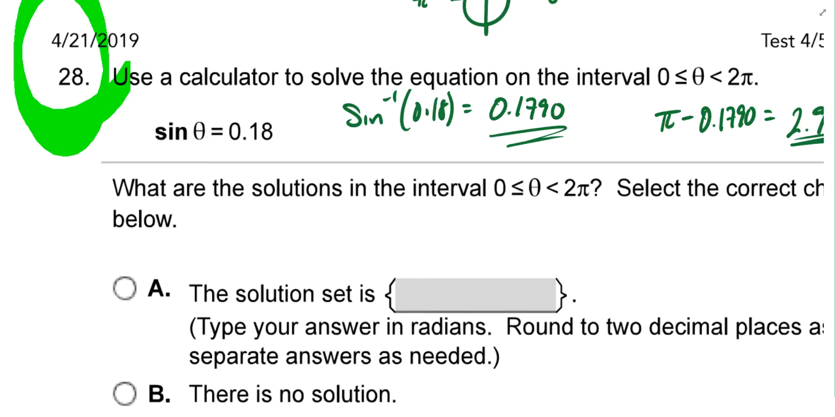When sine of theta is equal to 0.18, then of course we could use the inverse sine evaluated at 0.18 to obtain our angle measure. And our angle measure is 0.179 radians. By the way, our calculator needs to be set to radians to solve this problem because our instructions were given to us in radians. This is a radian measure.